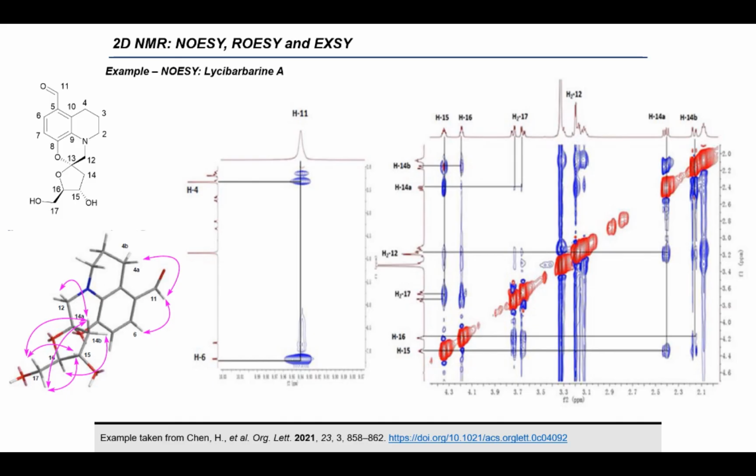This was pulled straight out of the paper, so they've got all of the NOEs that they observed already drawn on in pink arrows, but I just want to highlight a few ourselves. So you can see here the coupling between H11, so that proton on the aldehyde, to the proton at 4 and at 6. You can also see here the correlations between 14B but not 14A and the proton at 16. And that's telling you what the stereochemistry is like at that center there, especially when you combine it with the interactions between other parts of the molecule.